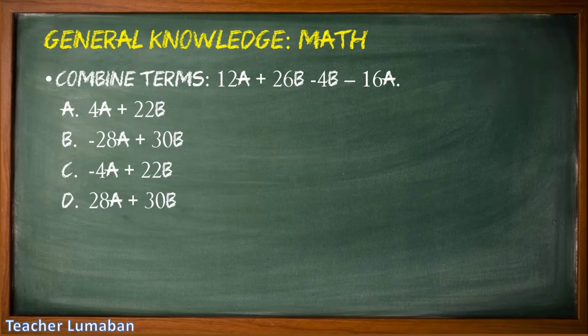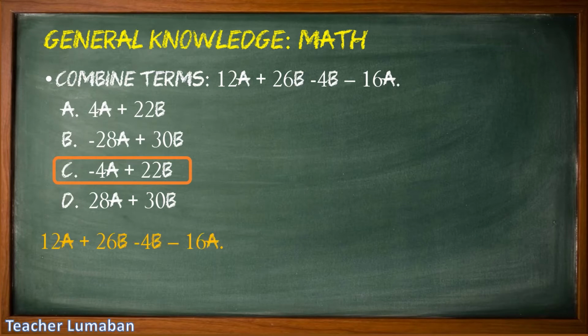The correct answer is letter C, negative 4a plus 22b. The combined terms of 12a plus 26b minus 4b minus 16a is negative 4a plus 22b. 12a plus 26b minus 4b minus 16a equals 12a minus 16a plus 26b minus 4b, which equals negative 4a plus 22b.